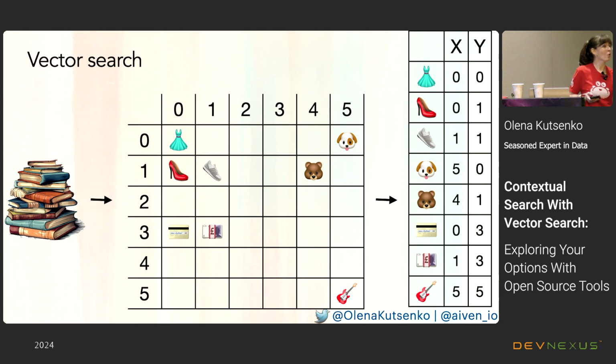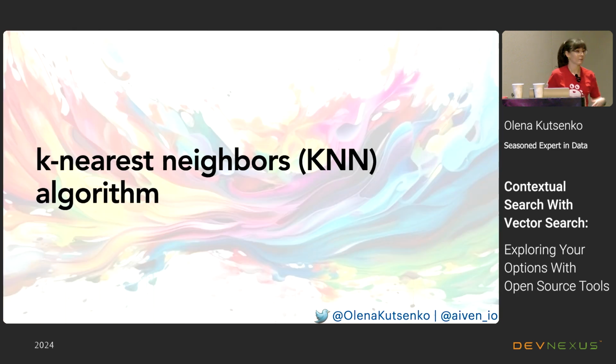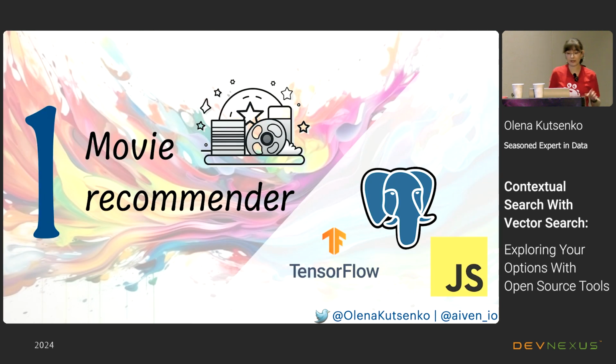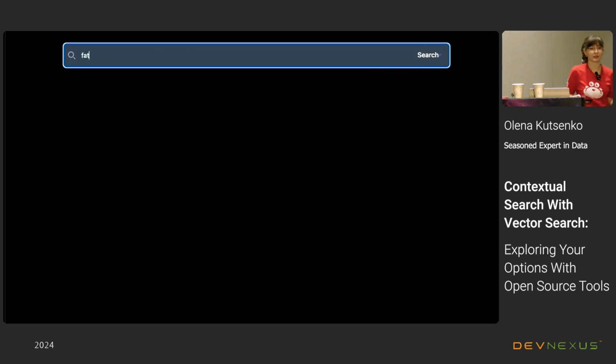And when we know which objects are closer to each other, we can compare them and then find similarities. And in the world of machine learning, this is what is called the k-nearest neighbors algorithm. And we are going to use it today. So let's dive into the first demo which I have, just to explain how we can use that power for something like a recommendation system.